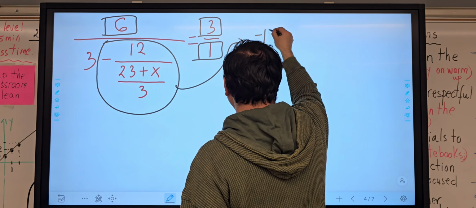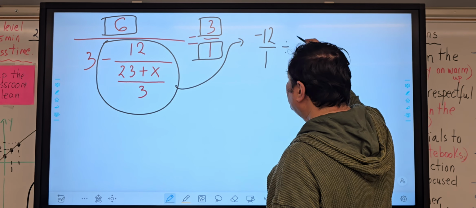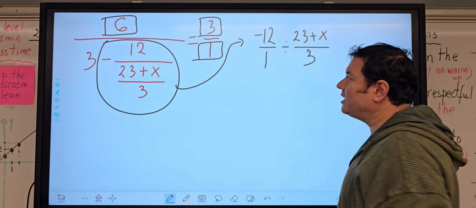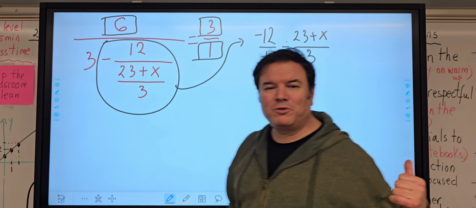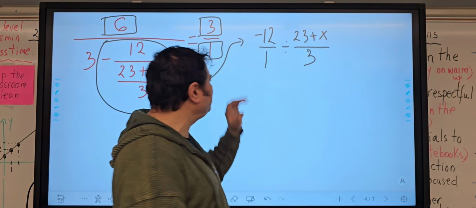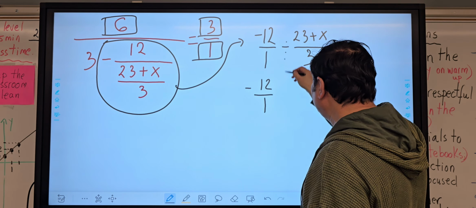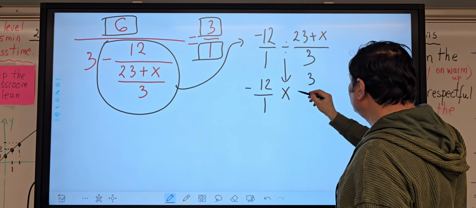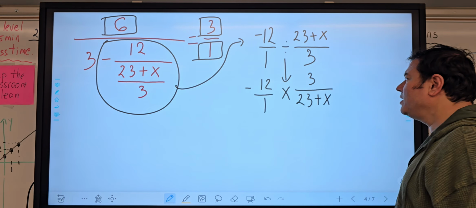So we have negative 12, or we can say negative 12 over 1, divided by 23 plus x over 3. We have two fractions and a division in the middle. And remember, there's a rule. When we divide fractions, we have that saying, keep, change, flip. We are going to keep the first fraction, negative 12 over 1, the same. We are going to change the division into multiplication, and we are going to flip. The 3 goes on the top, and the 23 plus x goes on the bottom.